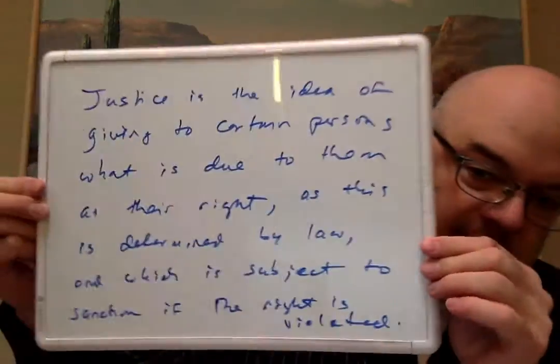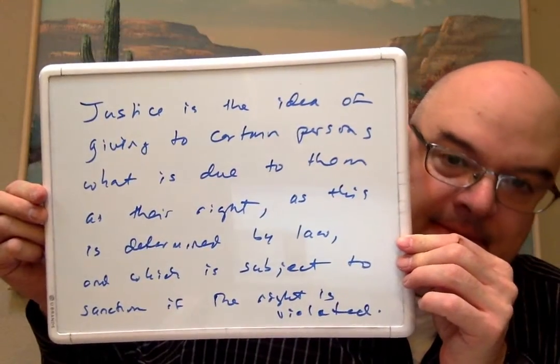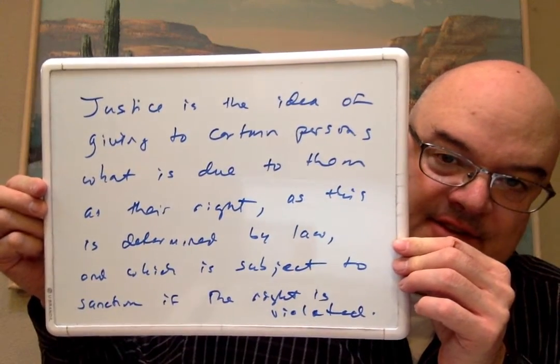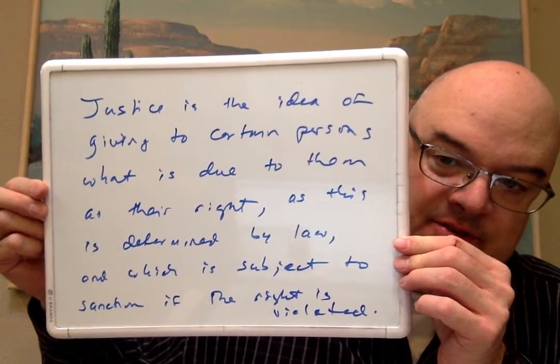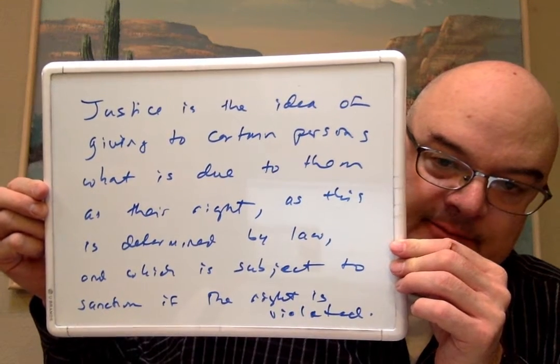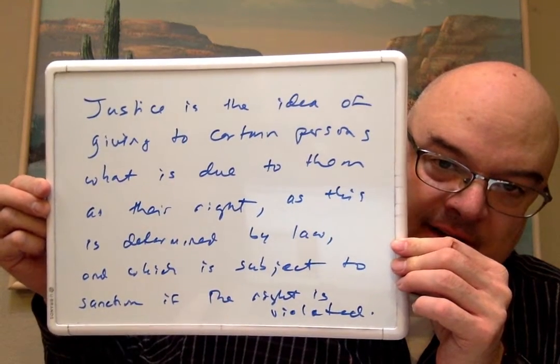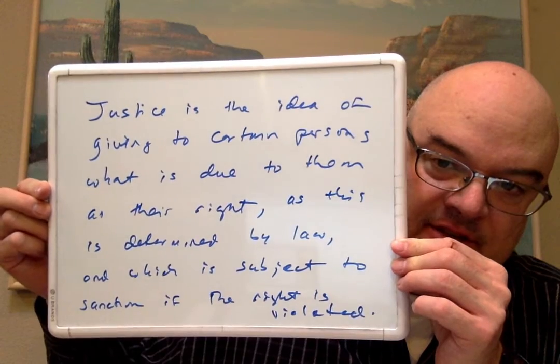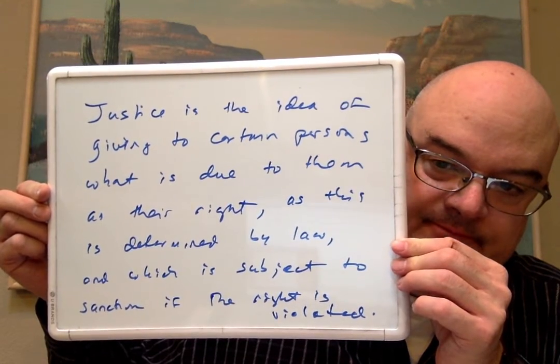If the right is violated. This is the idea of justice according to Mill. Justice is the idea of giving to certain persons what is due to them as their right, as this is determined by law, and which is subject to sanction if the law or right is violated.